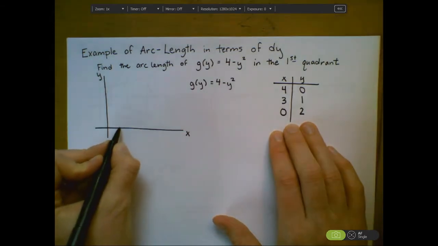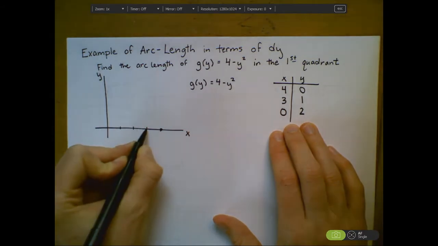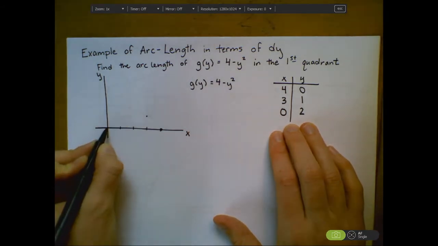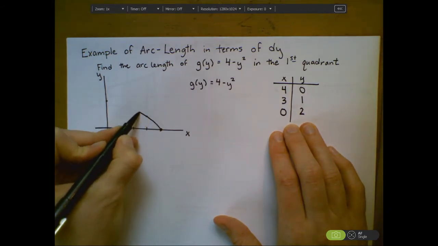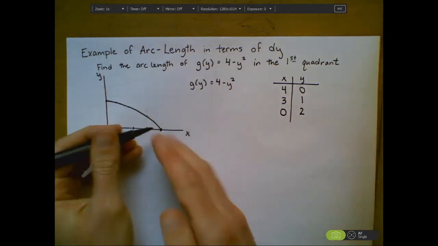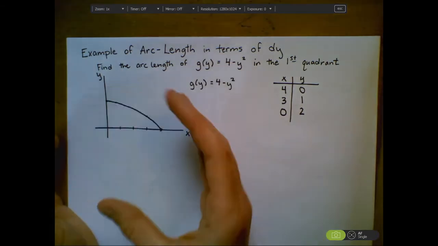When my x value is 4, y is 0. When my x value is 3, y is 1, y is 2. And really what this is, oh, I should have flattened this out more. It's an arc of a parabola, and it's a parabola that's been laid on its side.